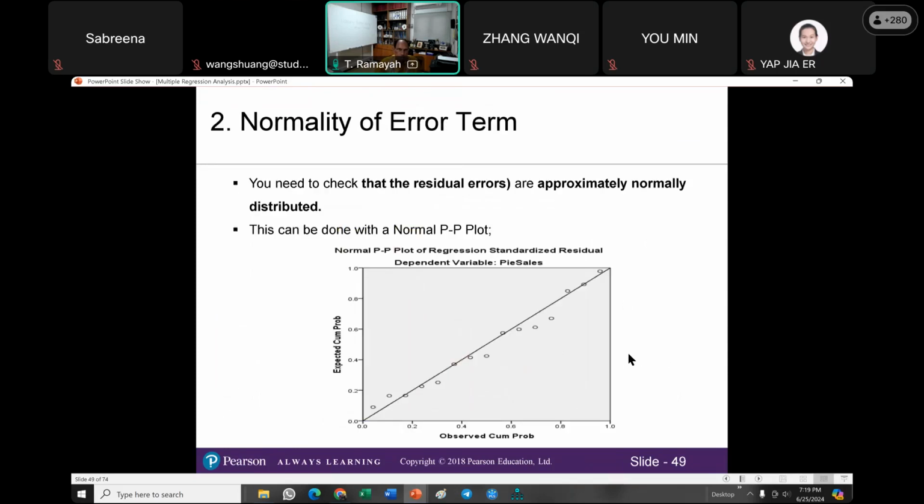The second one is also normality of the error term. This one is given by the PP plot. As long as your scatter plot shows that the points are very close to the line, not perfectly on the line, then we can already assume the errors are normally distributed. These are two assumptions you need to test.